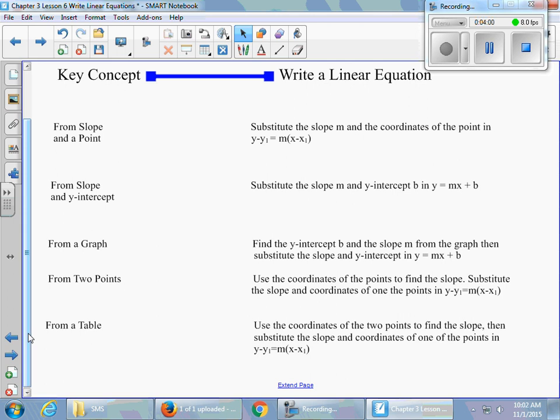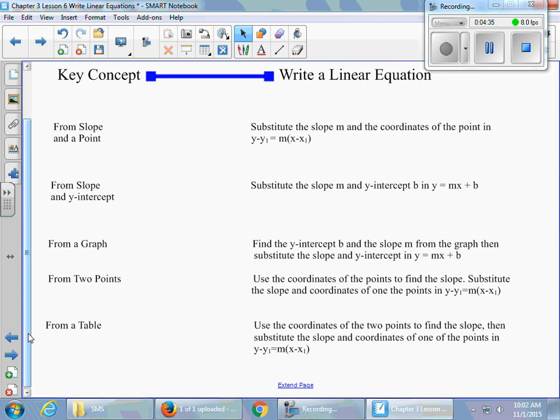With slope and a point, substitute the slope, m, and the coordinates of the point into our slope intercept formula. Our next one is from slope and y-intercept. Substitute the slope m and the y-intercept into slope intercept. We have our y equals mx plus b. There's another way to write the equation. From a graph, we can find the y-intercept, b, and the slope m from the graph, and then substitute the slope and y-intercept into our slope intercept form again.